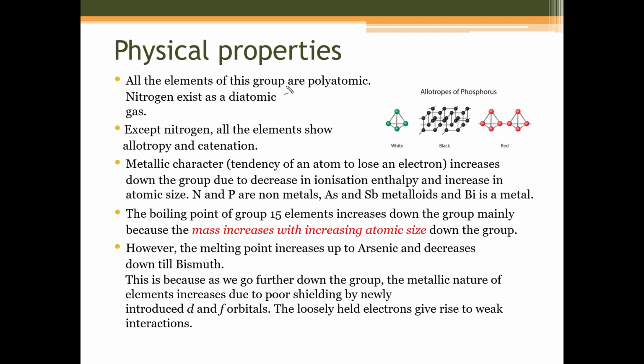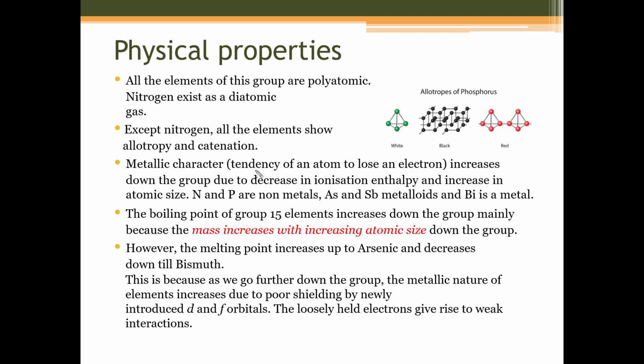All the elements of this group are polyatomic. However, nitrogen exists as a diatomic gas. Except nitrogen, all the elements show allotropy and catenation. Here allotropy means the existence of a chemical element in two or more different physical forms. For example, the main allotropes of phosphorus are white phosphorus, black phosphorus, and red phosphorus. And here catenation means binding of an element to itself through covalent bonds to form chain or ring molecules.